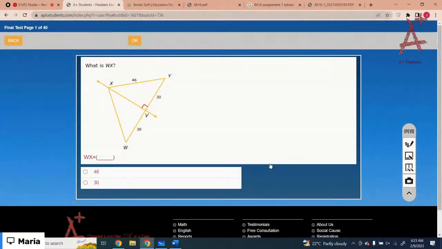Okay, what is WX? It is 46. Got it? So, the correct option is 46.